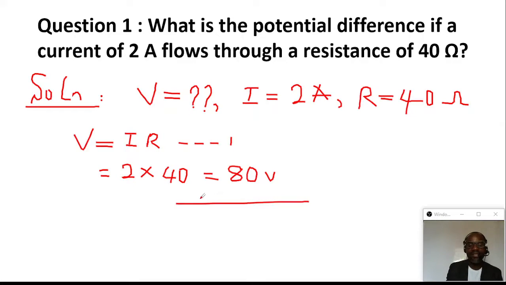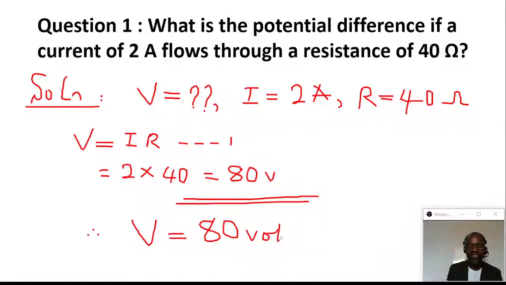All right, the answer has been found. Therefore, V, meaning the potential difference, is given as 80 volts. So that is how to solve some questions like these. Don't be scared. Don't ever be scared. You will solve it and get it correctly. That is what it means. Good. So we have this done.